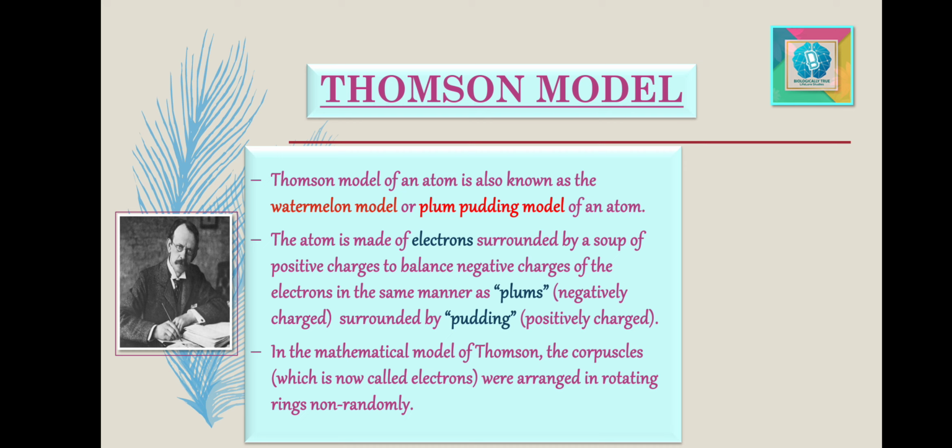The electrons are embedded in the sphere so that the atom becomes electrically neutral. The electrons are embedded in the sphere the same way as seeds are embedded in a watermelon. The mutual repulsion existing between the different electrons keeps them arranged in the form of circular shells.